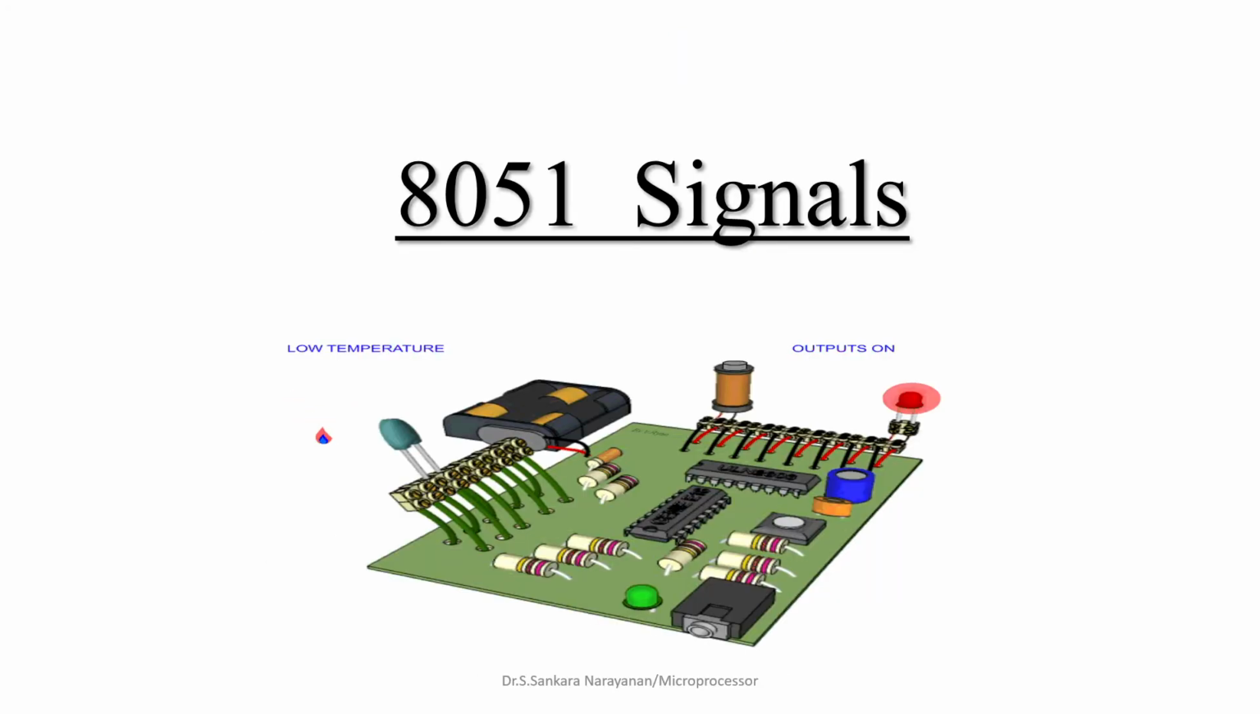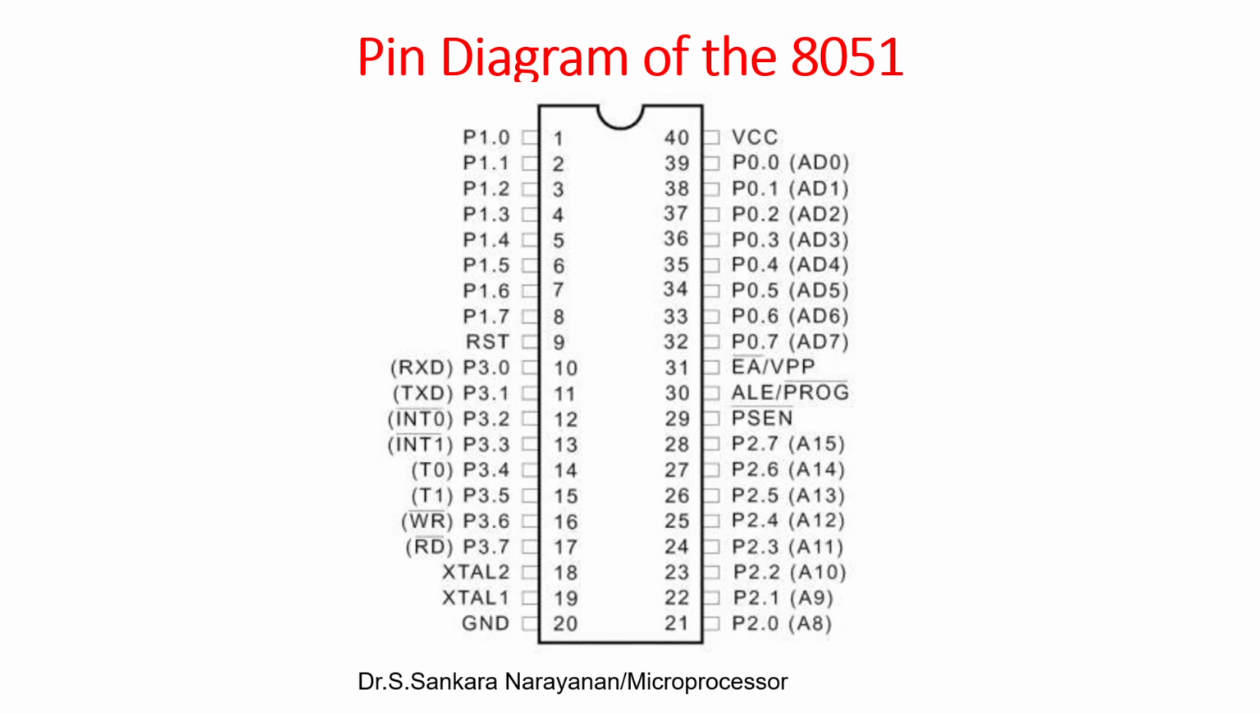Okay, next we will move on to the 8051 pin diagram. This is the pin diagram for the 8051. In total there are 40 pins available. As I told, we have 4 I/O ports, and each I/O port contains 8 signals. This is port number 1, so port 1.0 to port 1.7.